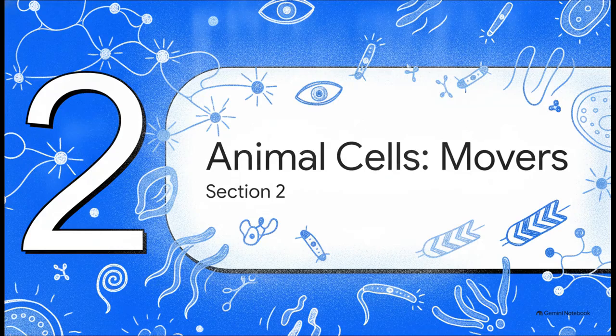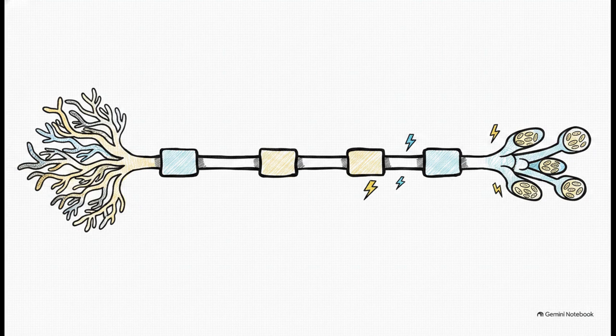Moving right along to part two, animal cells, the movers. Let's crack open the animal toolkit. We're looking at cells engineered for rapid communication, sensation, and movement. Take nerve cells, or neurons. They are literally your body's electrical cables. Their primary job is lightning-fast communication.